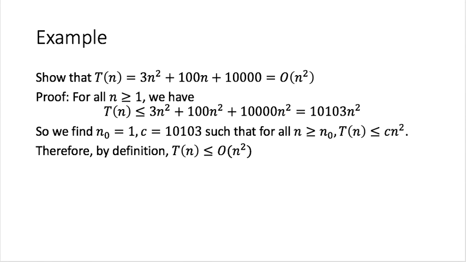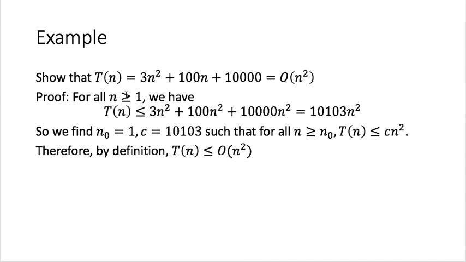Let's say an example. For example, if I want you to prove T(n) = 3n^2 + 100n + 10,000 is big O of n squared. Now, how to prove that? We want to find some n0 and some constant c, such that for all n greater than n0, this polynomial will be less than or equal to c n squared.